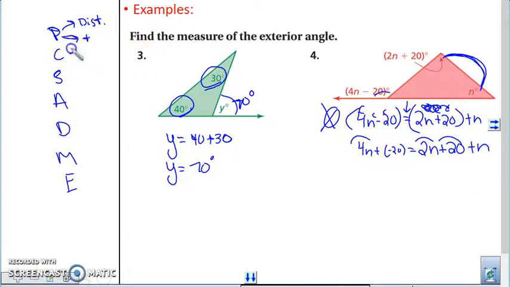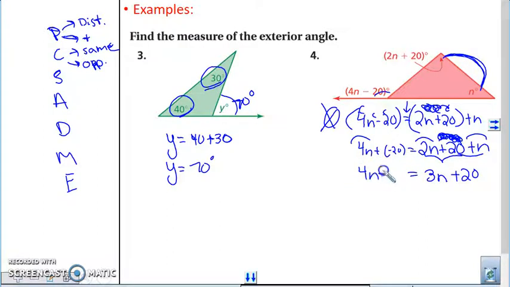We're first going to combine on the same side, and then we're going to combine on opposite sides. All right, so same side first. Oh, that's not a like term. This is a like term. 2n plus n is 3n. All right. Now let's go ahead and combine on opposite sides.